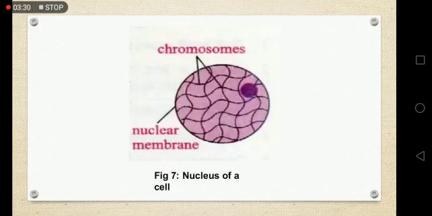Many thread-like structures called chromosomes are present in the nucleus. Chromosomes pass on the characteristics of the cell to new cells. Hence, the number of chromosomes is fixed in every cell. A human cell has 46 chromosomes.